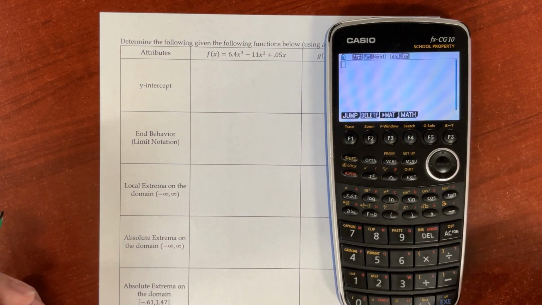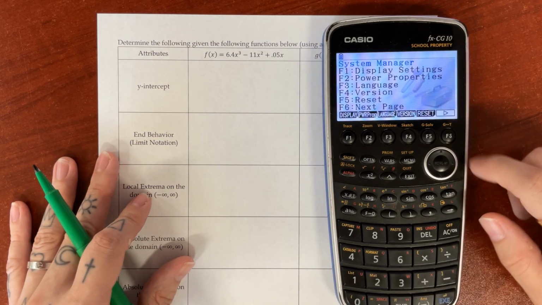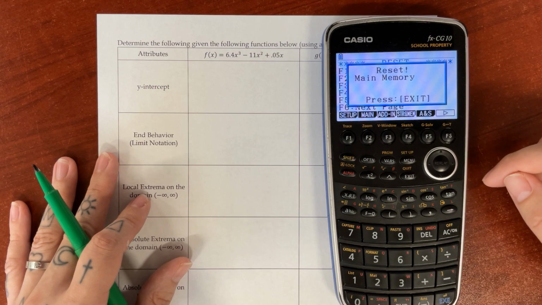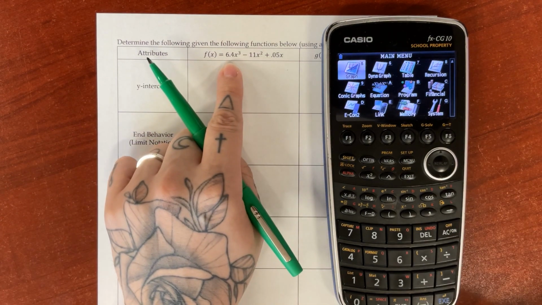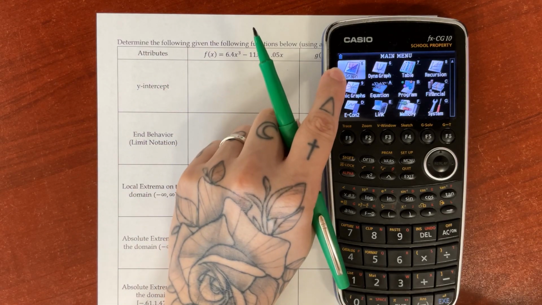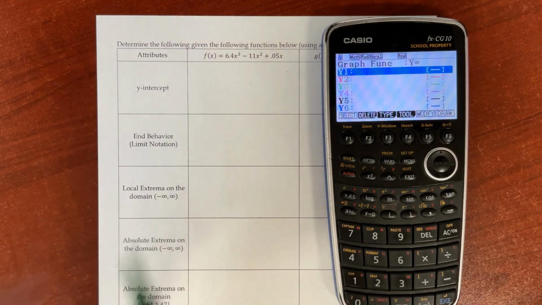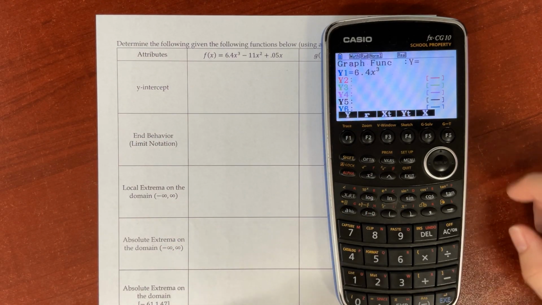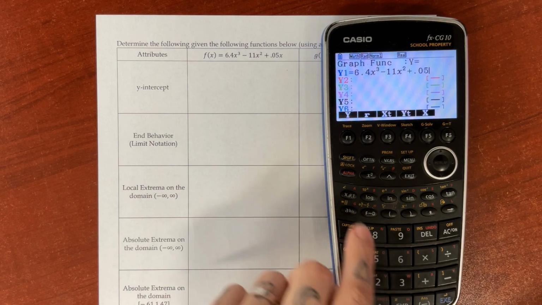So starting off, I'm going to reset my calculator. So menu, I'm going to go down to System, then F5, F2, F1. Ta-da. All right, now I want to be able to graph this function and look at the attributes. So I'm going to go to my graph function, and then I'm going to type in my function. So 6.4x raised to the third power. Then I want to toggle out of the exponent, then minus 11x squared plus 0.05x.